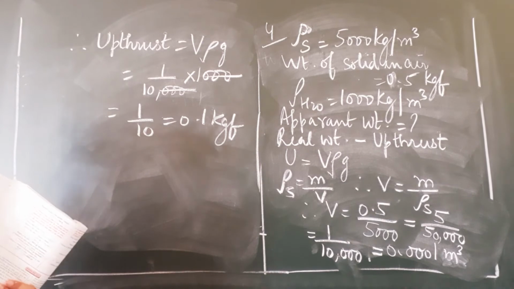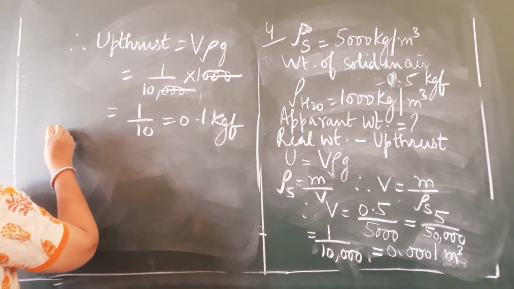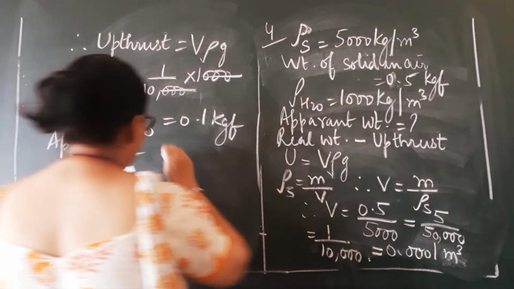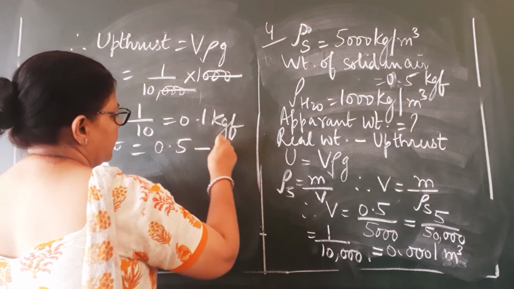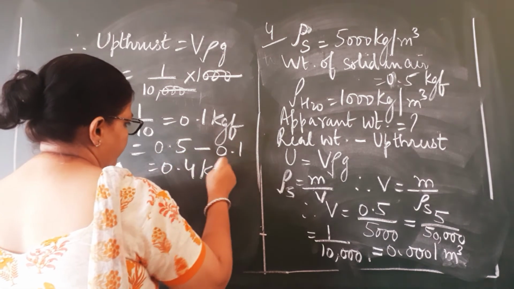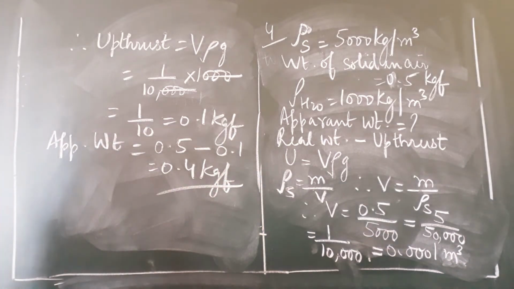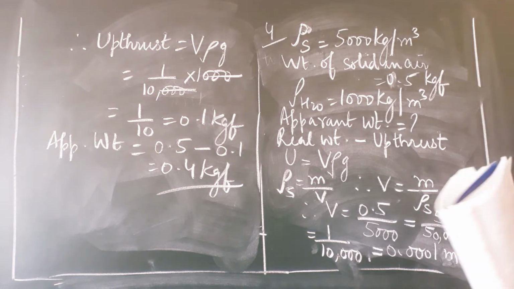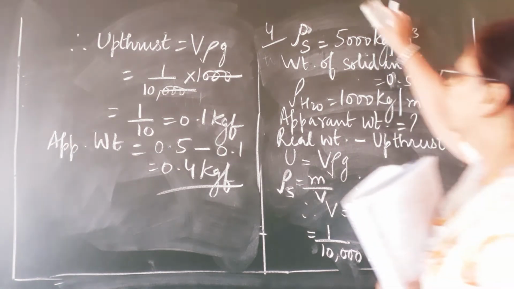So children, we have found out the upthrust. Now we will put the value and find out the apparent weight. The apparent weight is the real weight minus the upthrust. What's the real weight, children? 0.5 minus the upthrust. So your answer is 0.4 kgf. Just have a look, children. This was the fourth numerical. After this, we go to the fifth numerical problem. Just have a look carefully: whenever the volume is not given, we have to find it out by the formula density is mass per unit volume. Now I am erasing the fourth numerical.